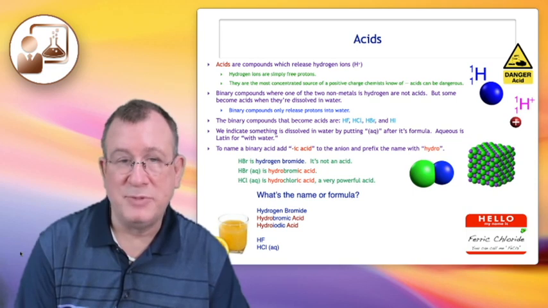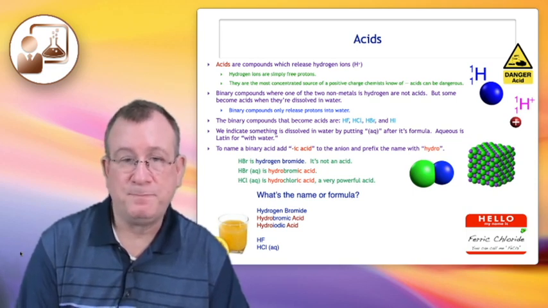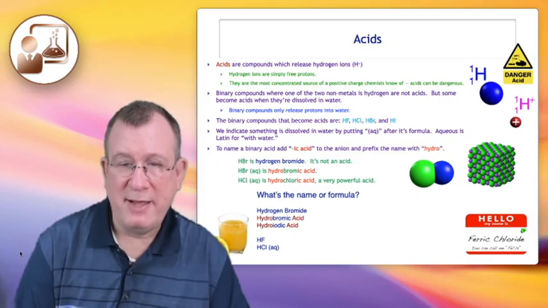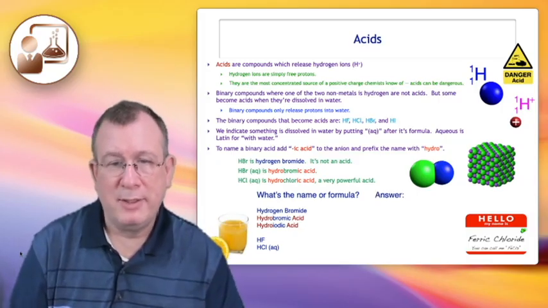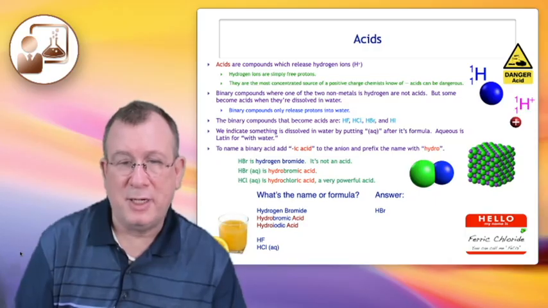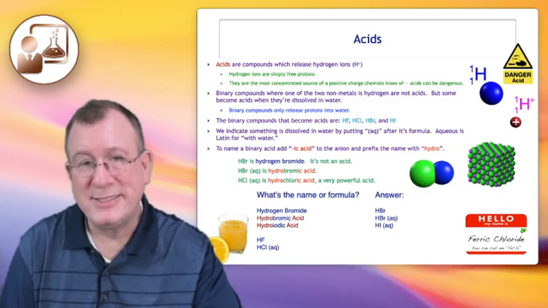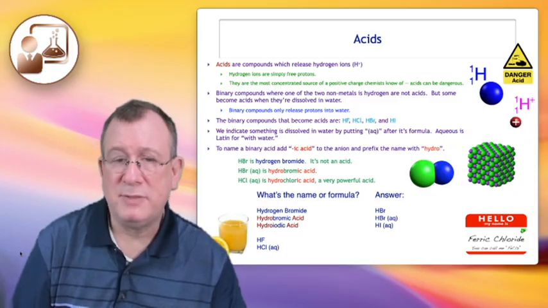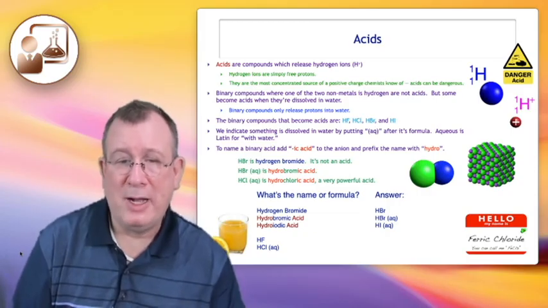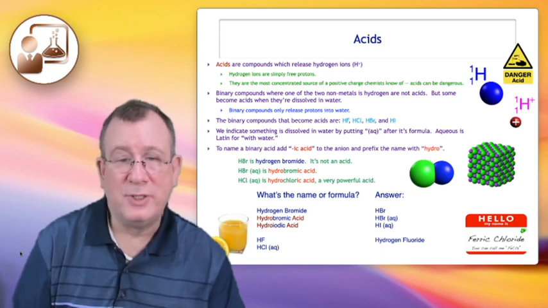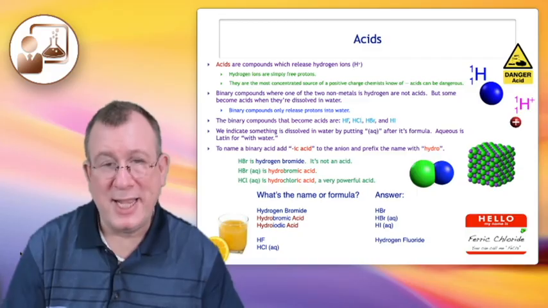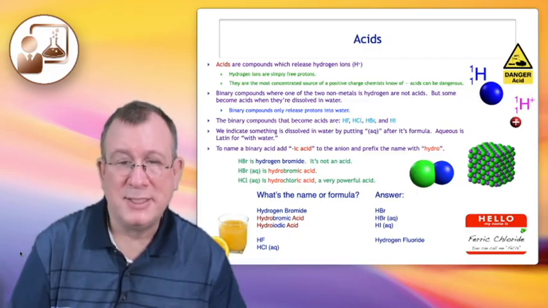The AQ can be as a subscript or on full size. Either one is fine. Hydrogen bromide is HBr. Hydrobromic acid is HBr aqueous. Hydroiodic acid is HI with AQ in parentheses. And HF, not an acid, but it can make an acidic solution by bubbling it through water. And when you bubble hydrogen fluoride through water, you can get hydrofluoric acid. HCl-AQ is hydrochloric acid.